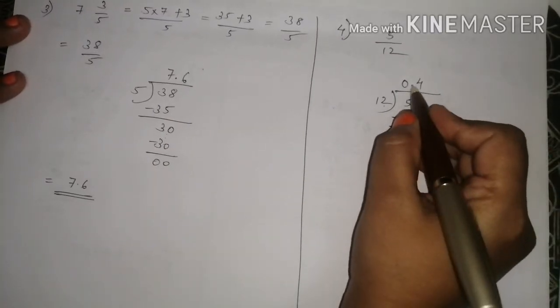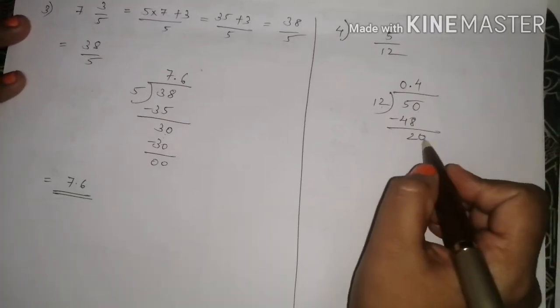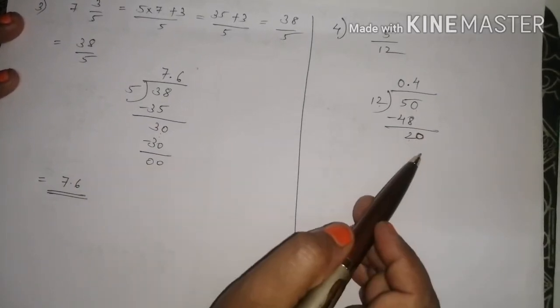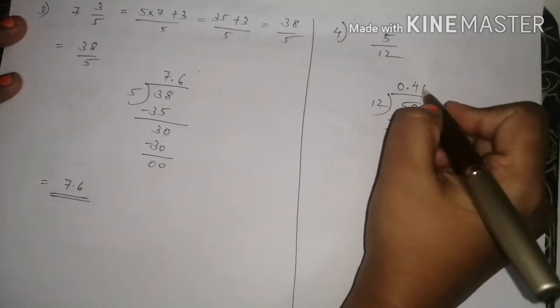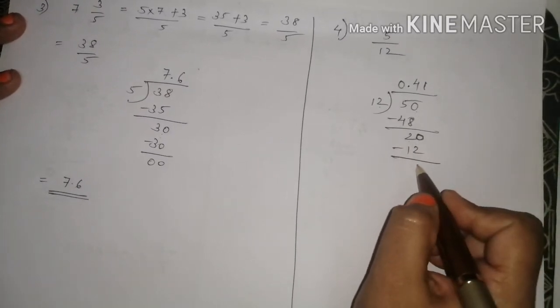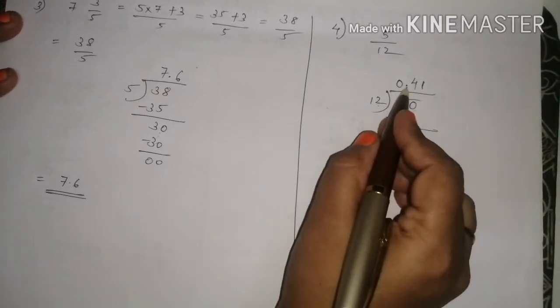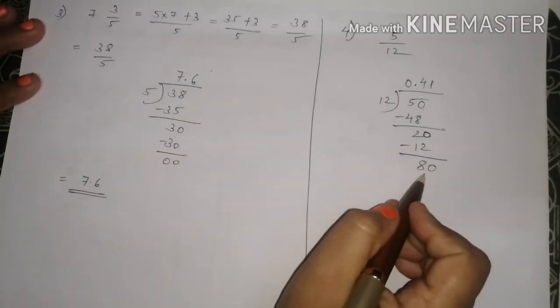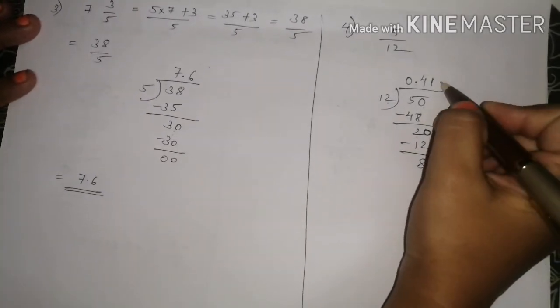Already the decimal has been taken, borrow the 0. So the number has become 20. In the 12 table, less than 20: 12 ones are 12 only, 12 twos are 24 is more. So 12 ones are 12. 20 minus 12 will give you 8. Already the decimal point has been taken, borrow 0. Nearest to 80 in the 12 table, 12 6s are 72.